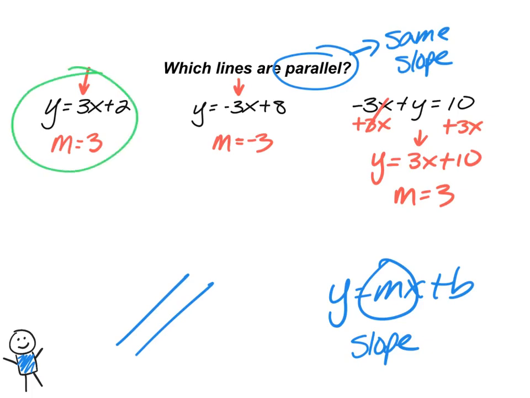Now that I have all the slopes available, which lines have the same slope? Well, that would be our first line and our third line. They both have a rate of change or a slope of positive 3. Thus, those lines are parallel to each other.